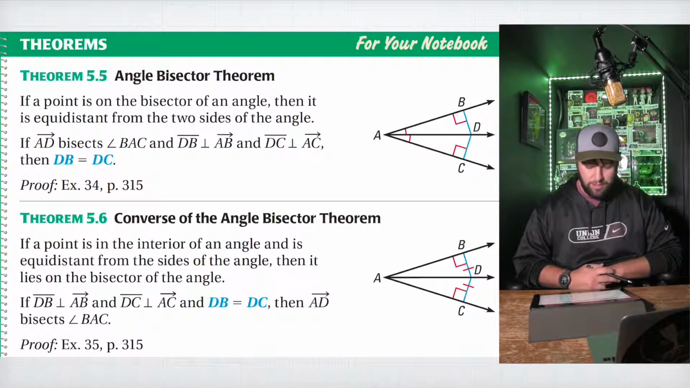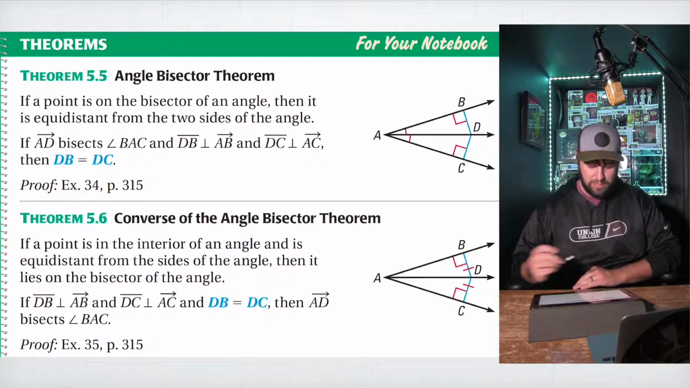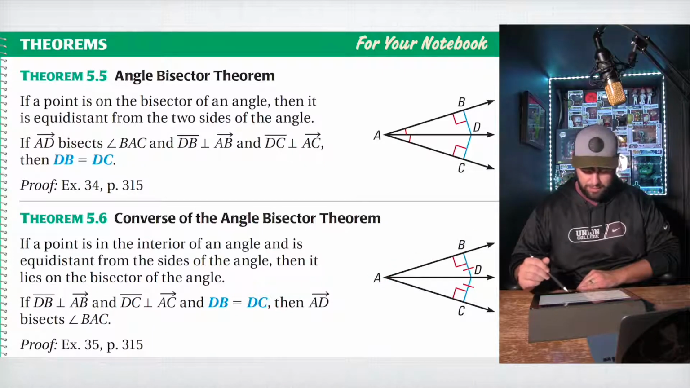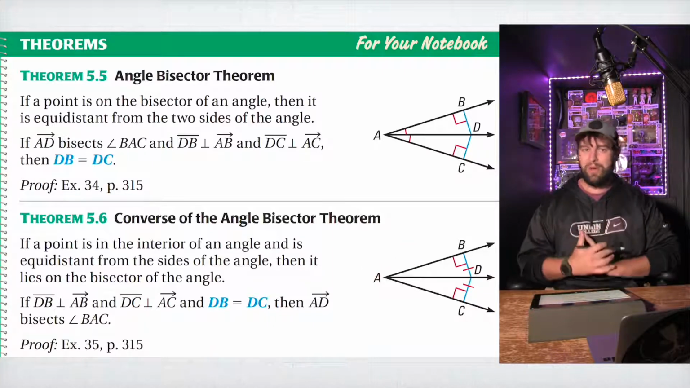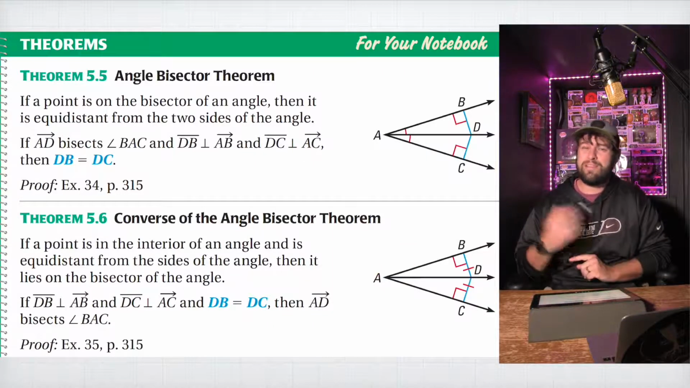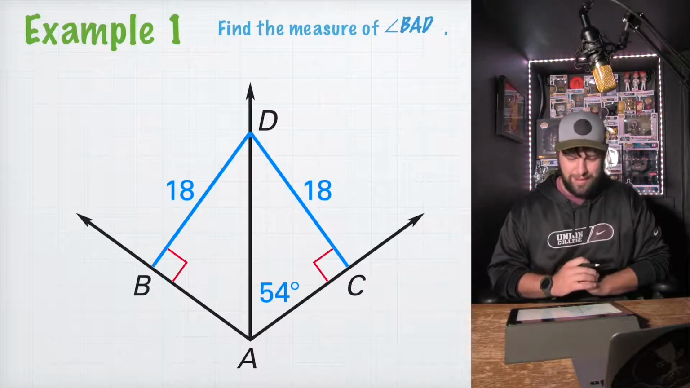The converse of that theorem says if a point is on the interior of an angle and is equidistant from the sides of the angle, then it lies on the bisector of the angle. So if DB is perpendicular to AB and DC is perpendicular to AC and DB equals DC, then the ray AD bisects angle BAC. Okay? So that's very important information, but that also makes today's assignment super easy. So let's go ahead and bust this out so we can be done for the day.